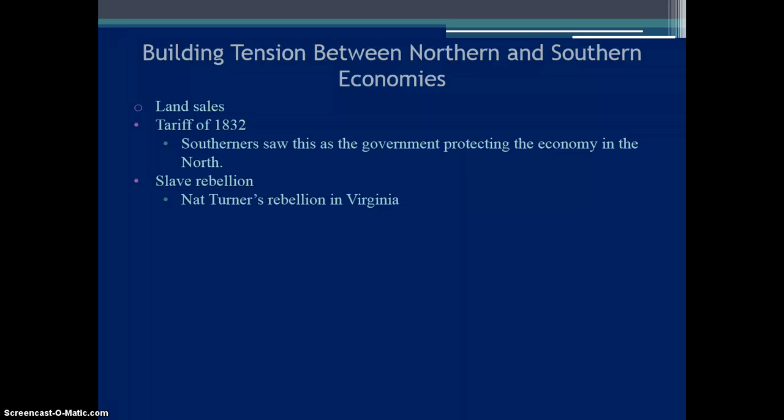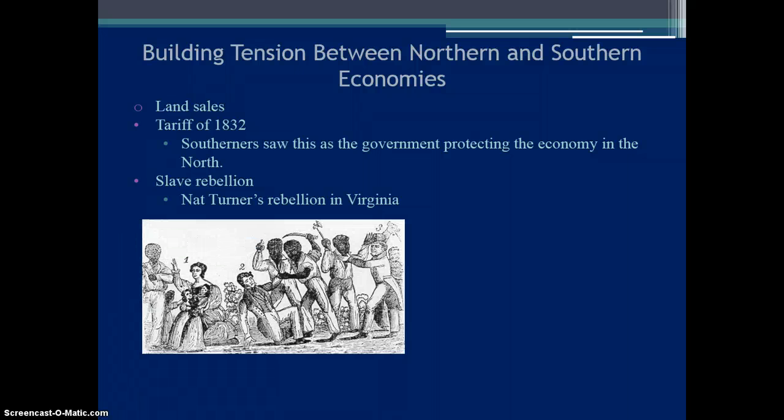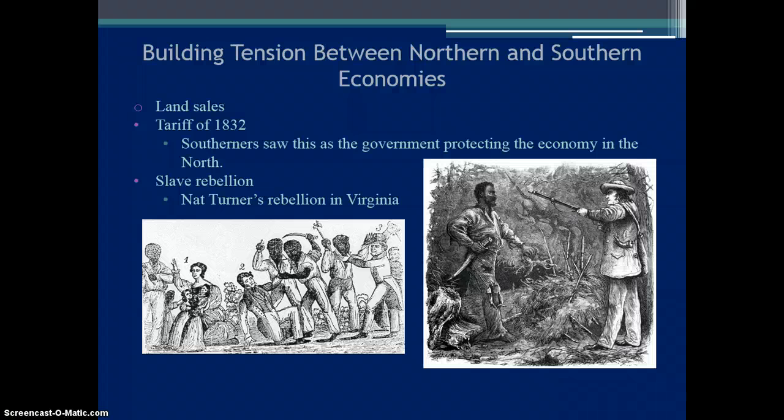Adding to the tension was the Nat Turner Slave Rebellion that took place in Virginia in 1831. This was the first slave rebellion to actually take place and caused Southerners to be scared of future rebellion. This rebellion just put added pressure on the South.